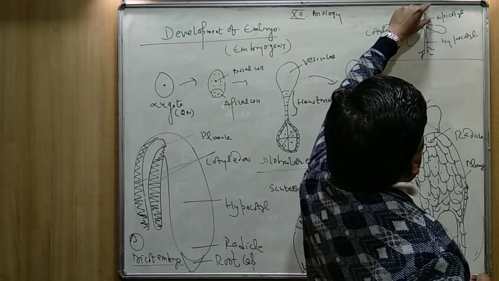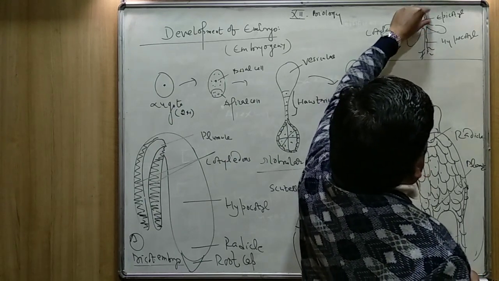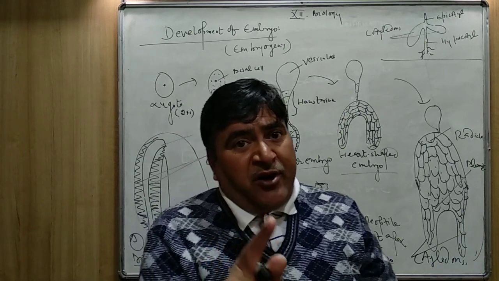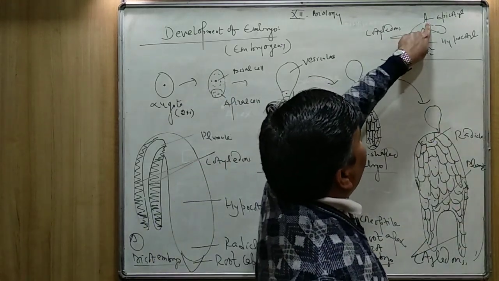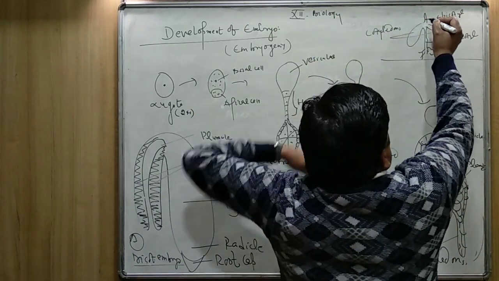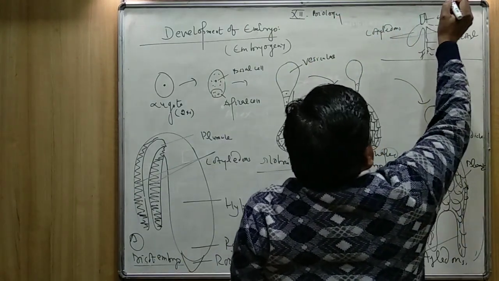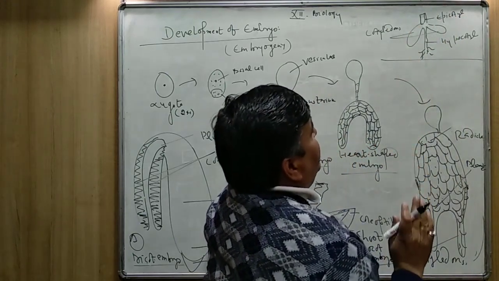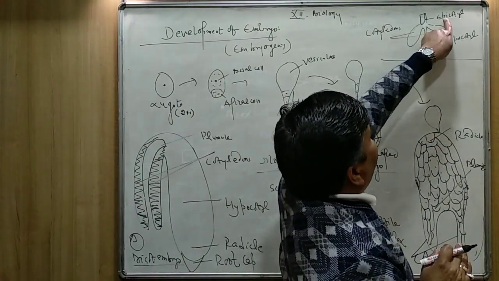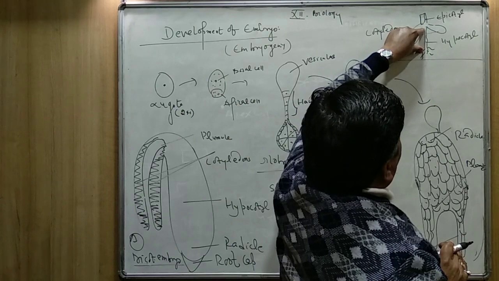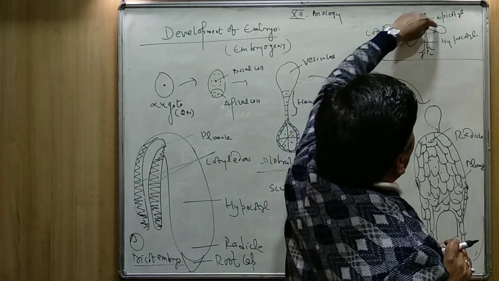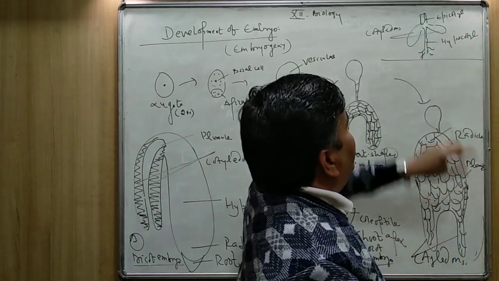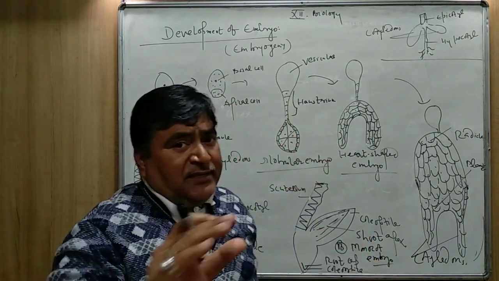The embryonal axis further forms the epicotyl and hypocotyl. What is epicotyl? Epicotyl is the portion of the embryonal axis above the level of the cotyledon. So this portion from here up to here is called epicotyl. And the portion of the embryonal axis below the level of the cotyledon is called hypocotyl. It means epicotyl and hypocotyl both are parts of the embryonal axis.